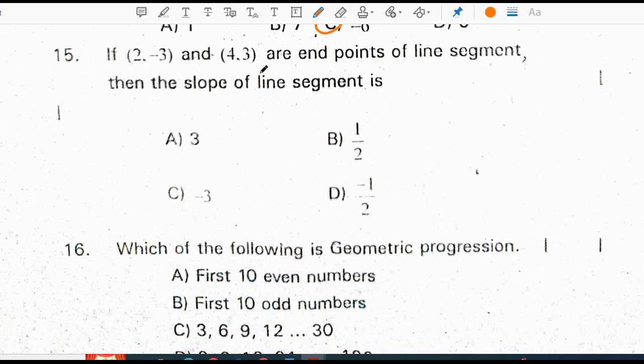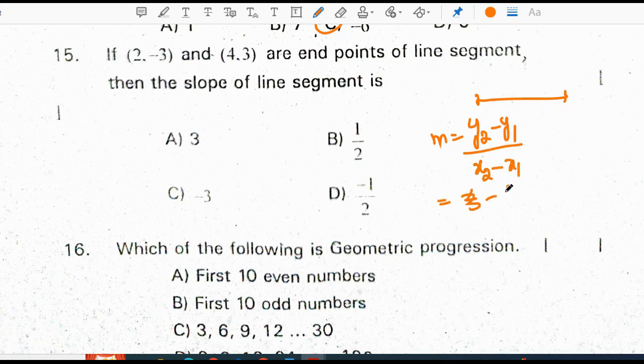2, minus 3 and 4, 3 are endpoints of a line segment. Then the slope of the line is given by the formula m is equal to y2 minus y1 by x2 minus x1. So y2 is 3, minus of minus 3, by x2 is 4, x1 is 2. So 3 plus 3 by 2 is 6 by 2, which is 3. Correct option is A.